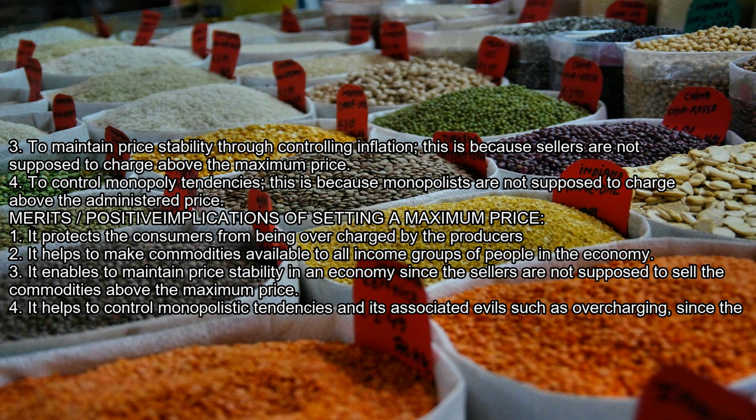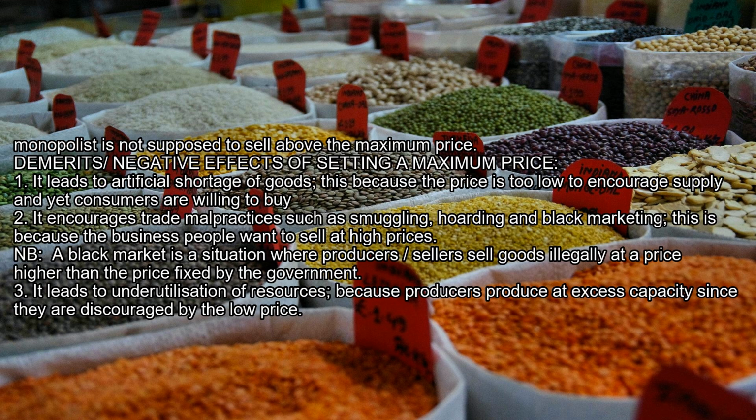Merits/positive implications of setting a maximum price. 1. It protects the consumers from being overcharged by the producers. 2. It helps to make commodities available to all income groups of people in the economy. 3. It enables the maintenance of price stability in an economy since the sellers are not supposed to sell the commodities above the maximum price. 4. It helps to control monopolistic tendencies and their associated evils such as overcharging, since the monopolist is not supposed to sell above the maximum price.